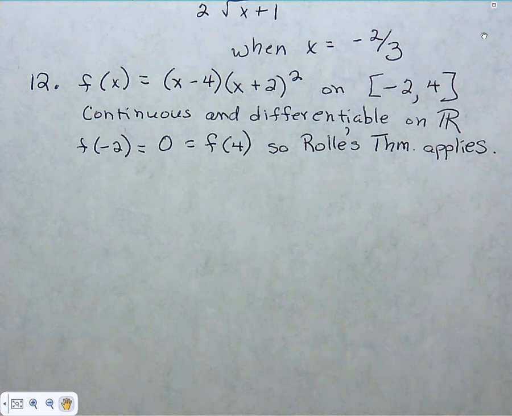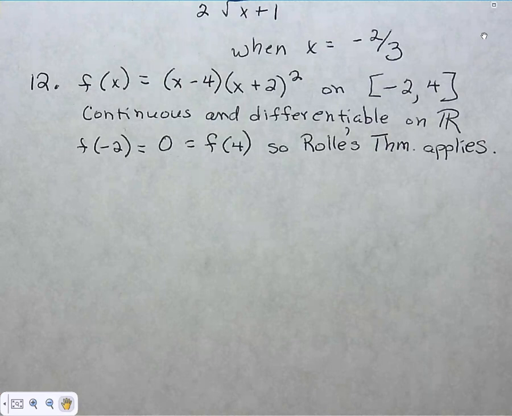The first thing we were asked to do is tell whether or not Rolle's theorem applies. All three conditions are met, and therefore Rolle's theorem applies. The last thing we were asked to do is, if it does apply, find that value c somewhere on the open interval from -2 to 4, which makes the derivative 0.